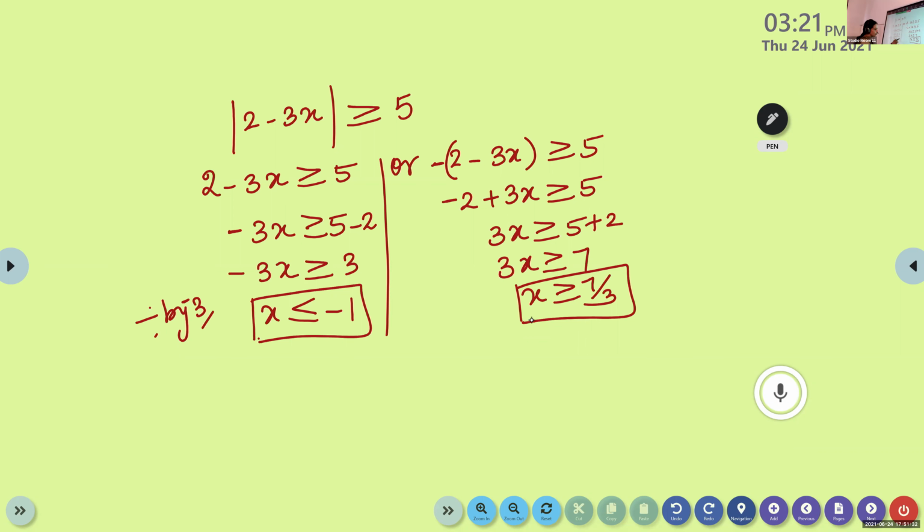So from these two things, what we can say? X belongs to minus infinity, comma, closed minus 1, union 7 by 3, comma, infinity.